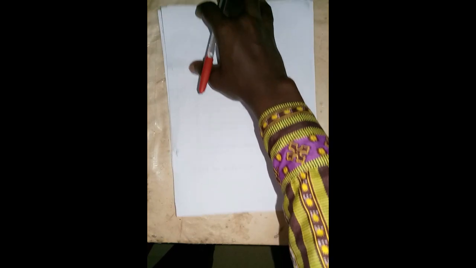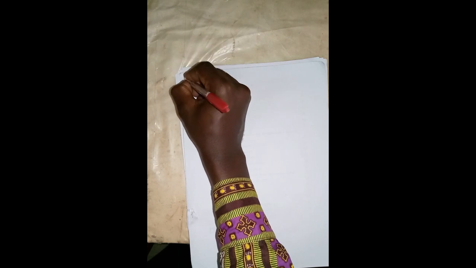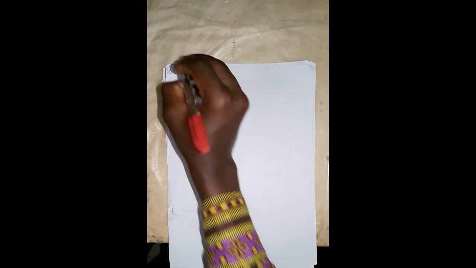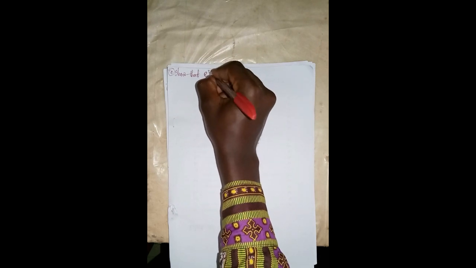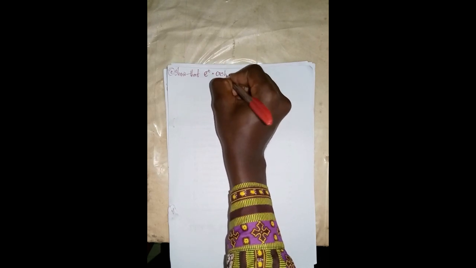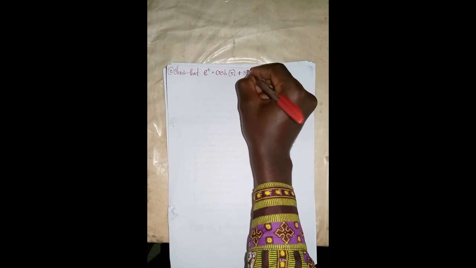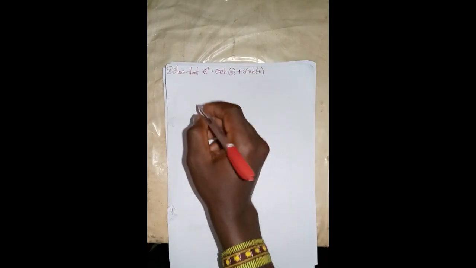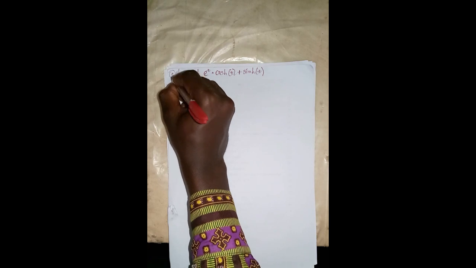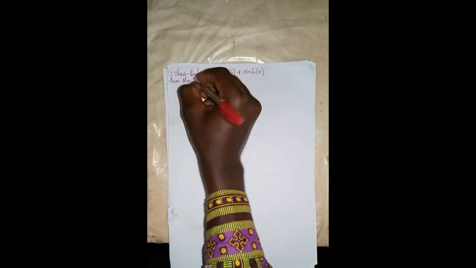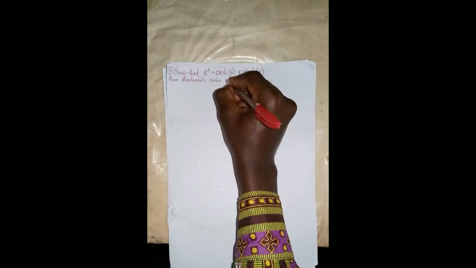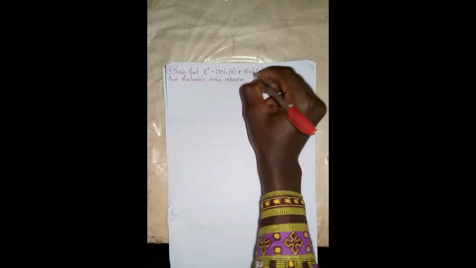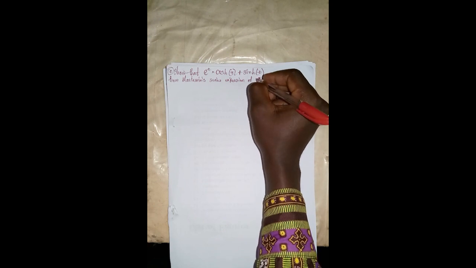Now we'll be looking at another one. I want to show that e raised to the power of z is equal to cos z plus sine z. Also, we approach this from the Maclaurin series. So we say, from the Maclaurin series expansion of e raised to the power of x.